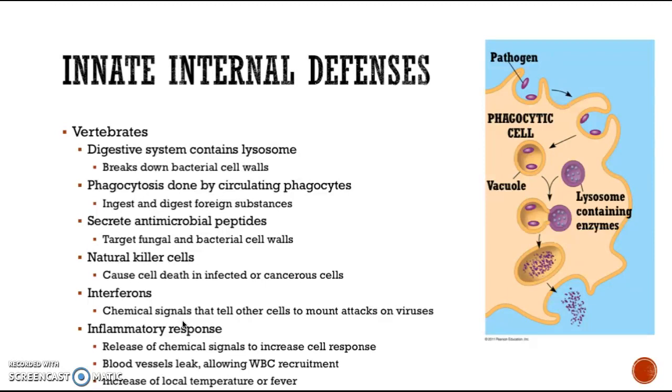So we're going to be thinking about releasing chemical signals. That's going to cause all the neighboring cells to increase blood flow to the area, letting those blood vessels leak a little bit and allowing white blood cells to get into the potentially infected tissues, and increasing either local temperature or systemic temperature. If it's just local, right, you stubbed your toe and you go to feel it and it's super hot, that's just a local temperature increase, or you can have systemic fever where your entire body gets hotter.